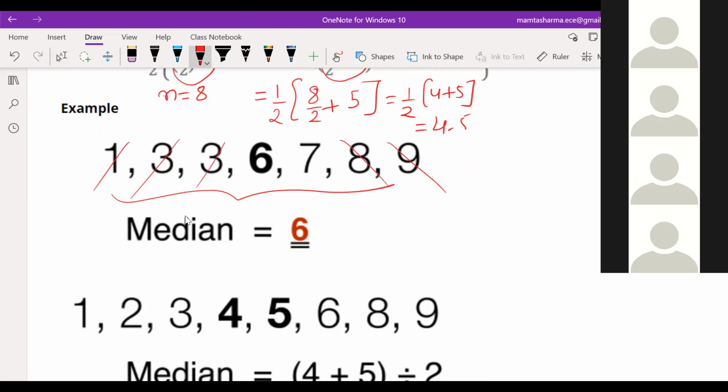This, and left is 6 1. So median will be 6.